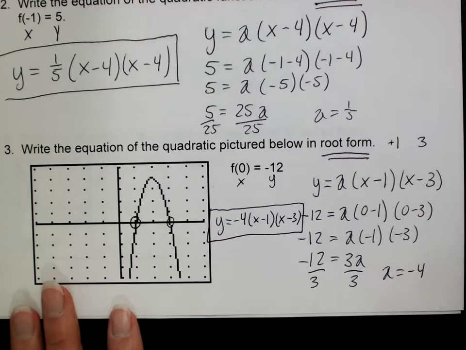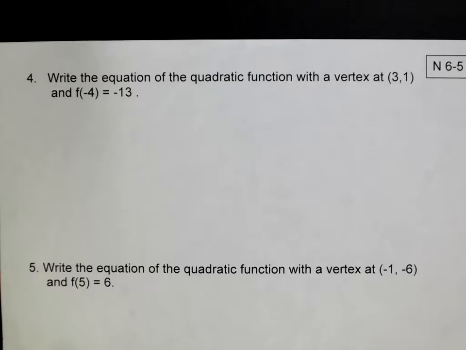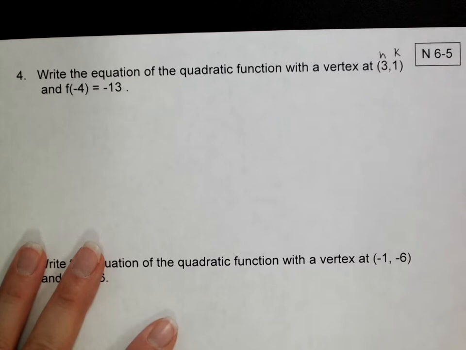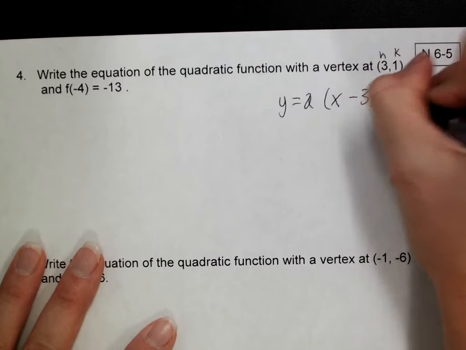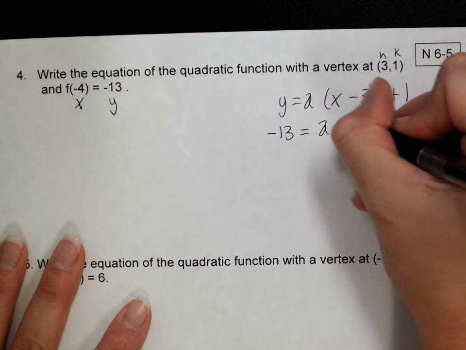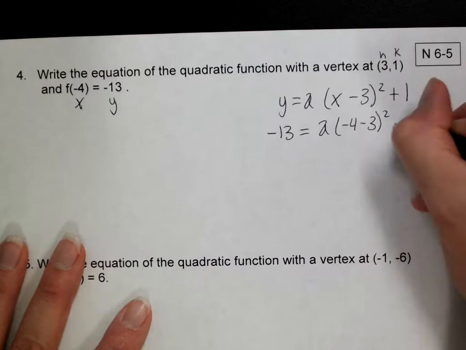All right, so that's when they give you the root form. What about when they give you vertex form, or the vertex of the equation? This is a special case and doesn't happen that often, but when they do give you the vertex, you can write the equation from that vertex and one other point. In vertex form, this is your h, this is your k. So y equals a times x minus 3 squared plus 1. I can plug in x and y and solve for a. So negative 13 equals a times negative 4 minus 3 squared plus 1.